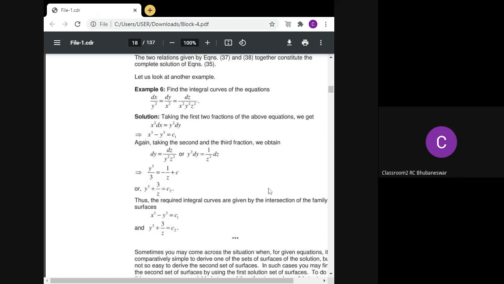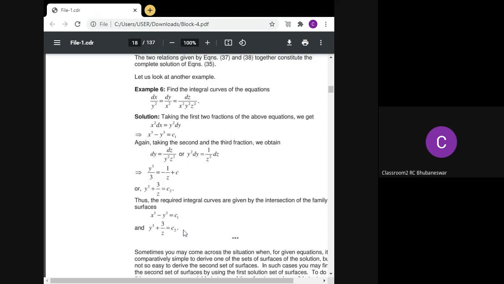Now we have two solutions. The first solution is in the form of x cube minus y cube equals c1, by choosing the first two fractions, and later on we choose the last two fractions to find the solution of the second type in the form of y cube plus 3 by z equals c2.